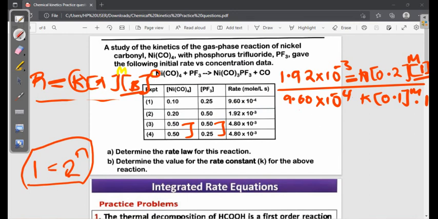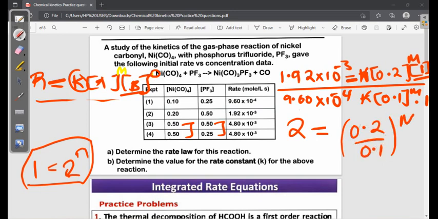So after dividing on the left, what do you have? Is it 2? So are we all getting a 2 after dividing on the left? Yes. And then k will of course cancel out, and then we have 0.2 being divided by 0.1, and this has the same power m. So 2 is equal to 2 to the power m, and then m is equal to what? 1.